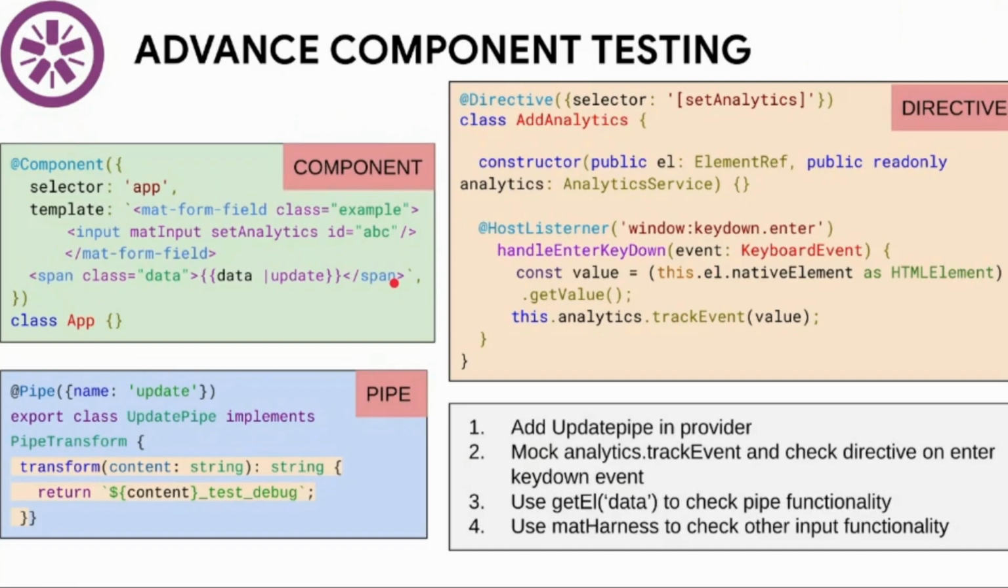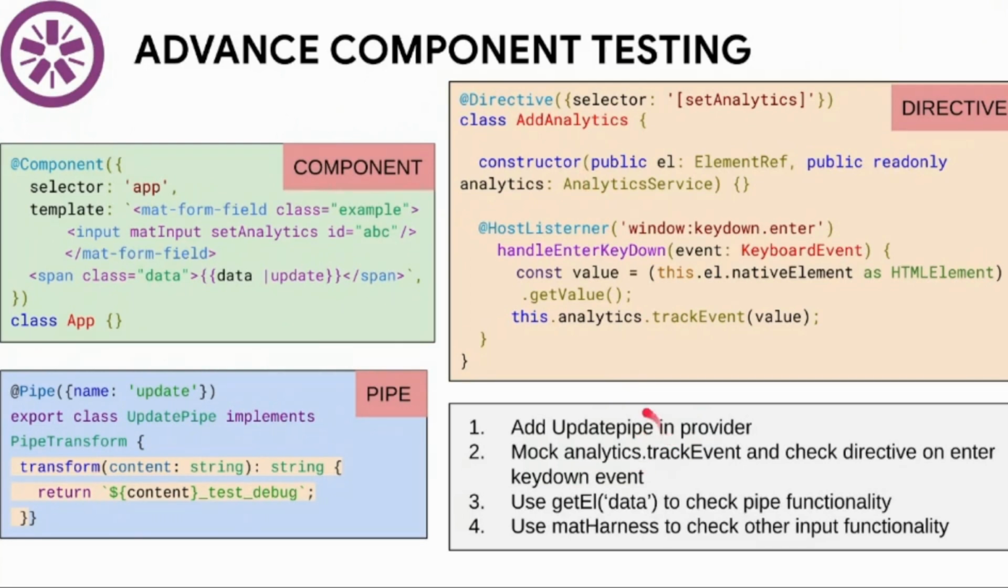The concept is very simple, and as we have learned earlier, that same thing is there. Firstly, we will add the update pipe in the providers. We have already seen the update pipe is basically a pipe which acts just like a service, so we are going to add it in the provider. Second, we will add the add analytics directive to our declarations. So this directive will be in the declarations.